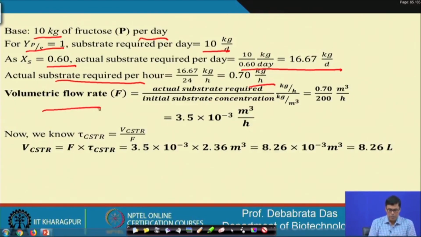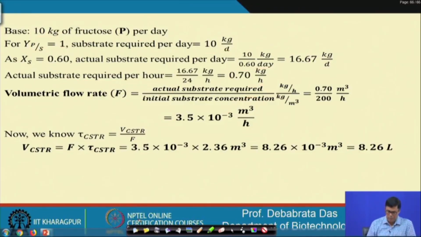The volumetric flow rate you have to calculate for this equation, and that can be determined from the actual substrate requirement, that is 0.7 kg per hour, and the initial substrate concentration is 200 kg per cubic meter. So, you can find out the volumetric flow rate. Now, you multiply it with your tau CSTR, and you will get the volume of the reactor. So, it is very simple. I hope you can do it.